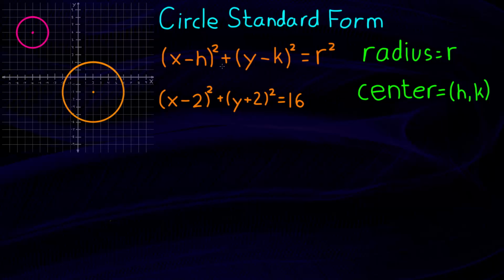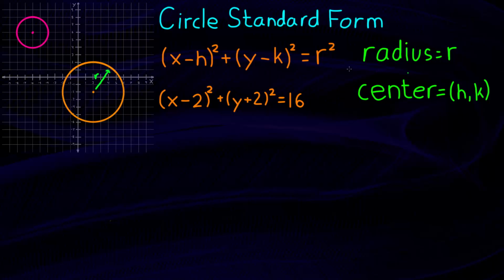So here's an example of the standard form for a circle. You have (x minus h) squared plus (y minus k) squared equals r squared. And in this equation, the radius is r. So the radius is this distance here from the center of the circle out to the outer edge. This is the radius, all right?